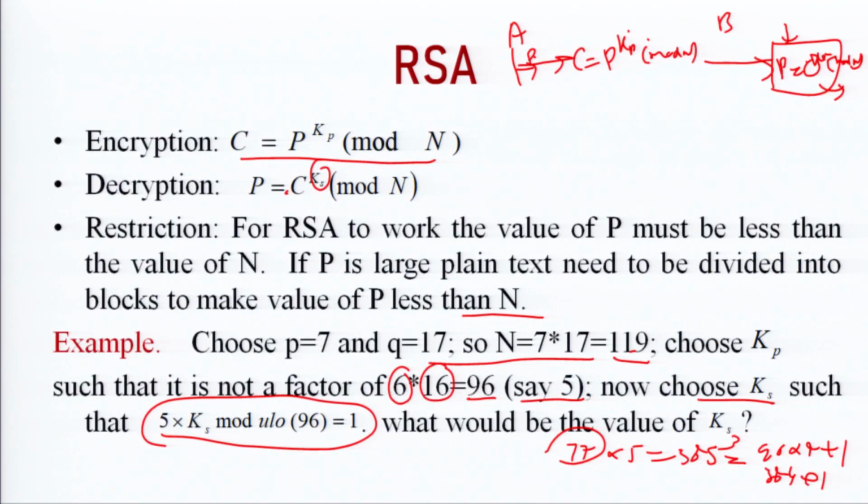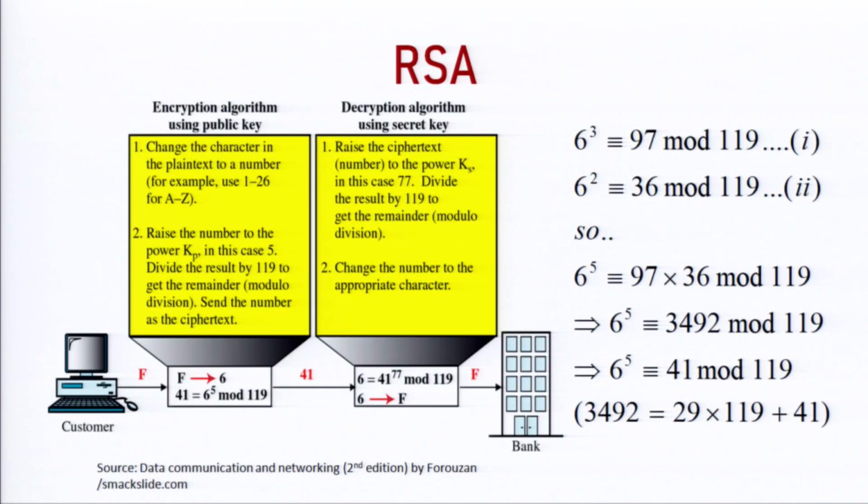C is equal to P to the power K P modulo n, where P is 6 and K P is 5. So, 6 to the power 5 modulo 119, and that can be computed as follows. 6 to the power 3, that is 216, is congruent to 97 modulo 119, since when 216 is divided by 119, 97 comes as remainder. Similarly, 6 square is congruent to 36 modulo 119. If A1 is congruent to B1 and A2 is congruent to B2, then we can multiply them. So, 6 to the power 5 is congruent to 97 into 36 modulo 119, and it will be 3492 modulo 119. 3492 can be written as 29 into 119 plus 41. So, it is 41 modulo 119.